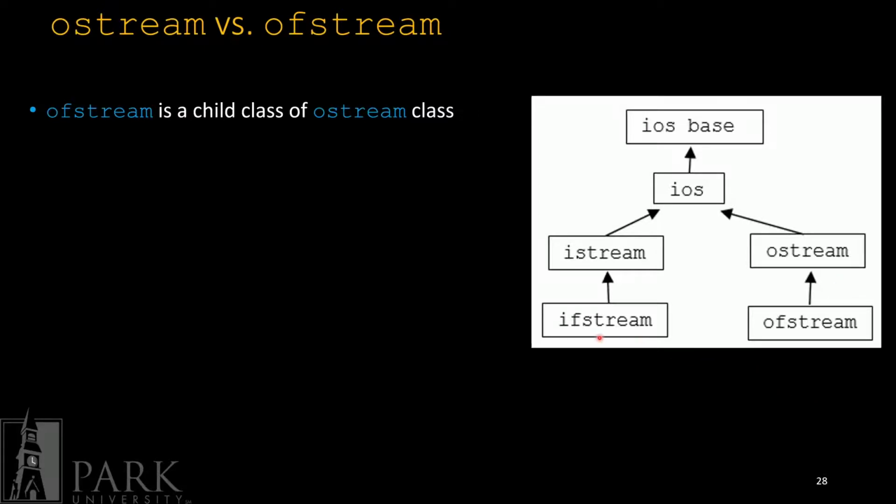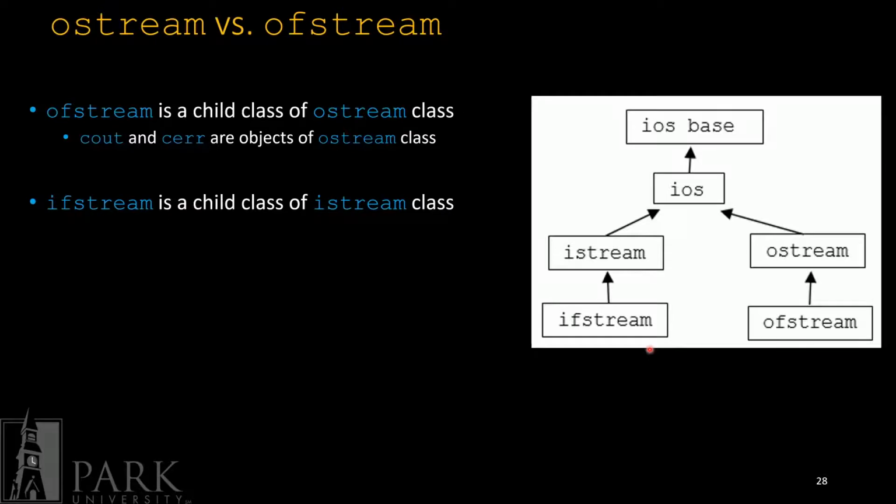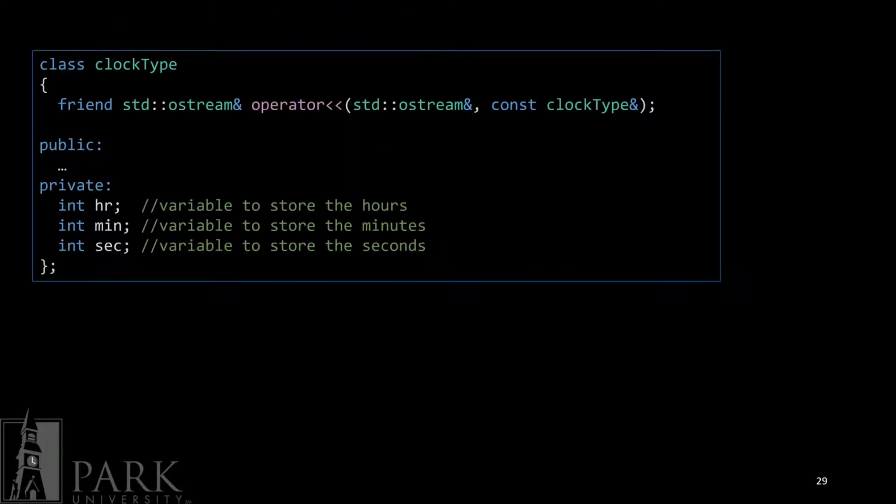Similarly, we use ifstream, or input file stream, for input files. ifstream is a child class of istream, and cin is an object of the istream class. If we want our input operator to work with both cin and any input file, we use the parent class istream. So now let's get back to overloading the output operator for the clock type class.